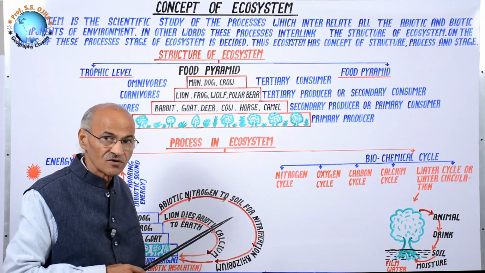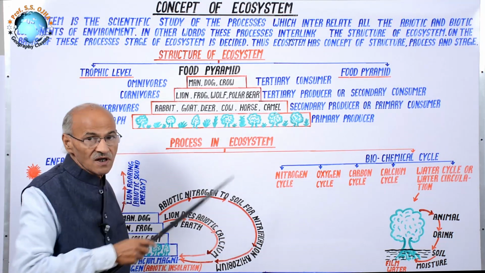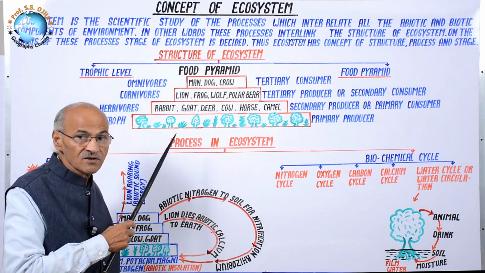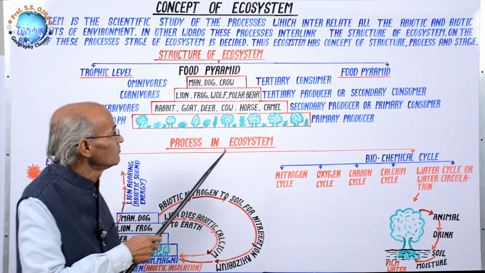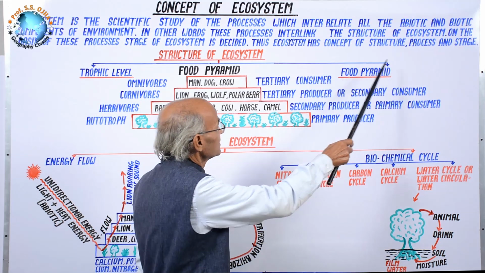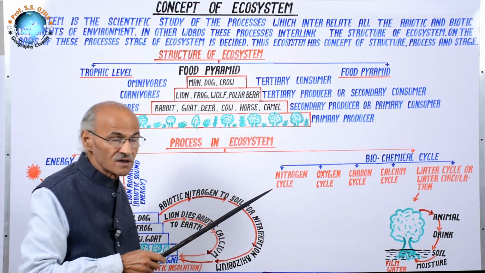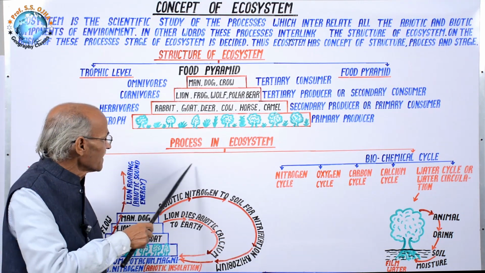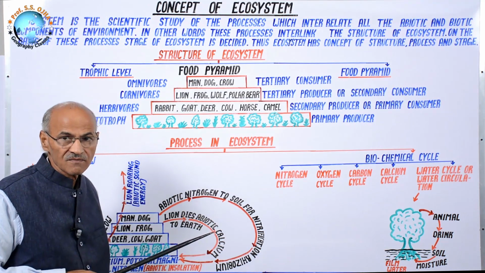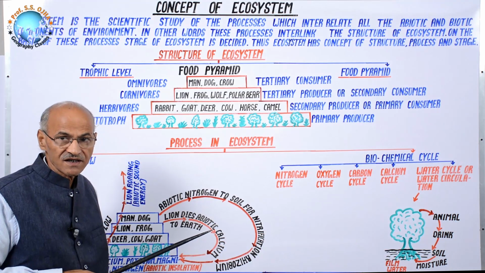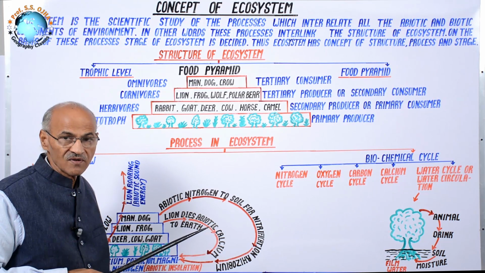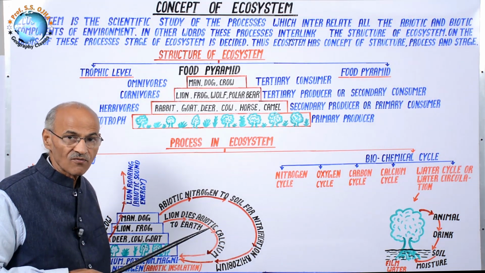So, if there is a question on the concept of ecosystem, first you will define what is ecosystem, then you will focus on the structure, process and stage of the ecosystem: the structure of ecosystem, processes in ecosystem, and at last stage of ecosystem. And then you can give examples from different ecosystems of the world.